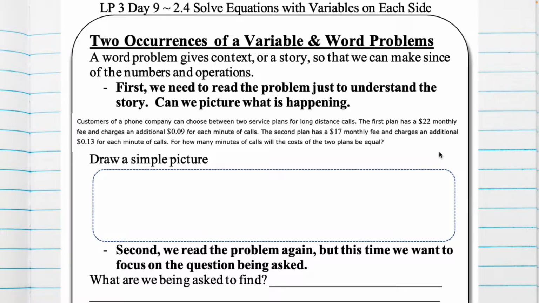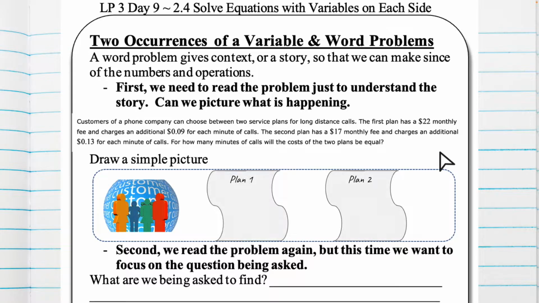So first, let's just draw a simple picture. What's going on here? With this one, we have customers, and we have plan number 1 and plan number 2. So these are supposed to be like little wiggly document looking things. So we have 2 plans. I can choose plan 1 or I can choose plan 2. So right now, that's my basic drawing. I'm a customer and I have 2 plans to choose from.